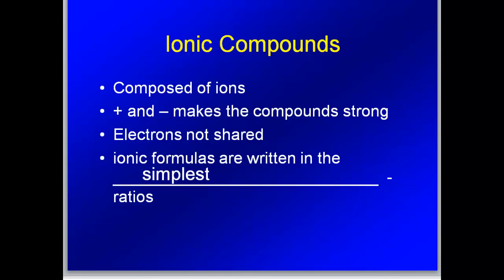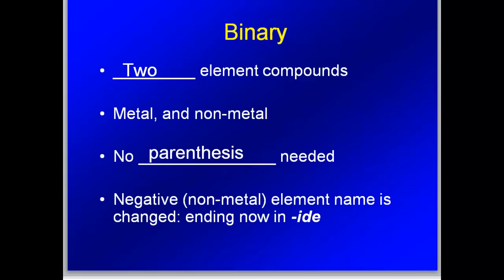Okay, so let's start with the easy ones. We're going to start with binary. And what does bi mean? 2. So 2 compounds, we're going to make it compounds that are consisting of 2 elements. So that's just a metal and a nonmetal, since it's ionic. Metal, nonmetal. When we write these, you don't have to put a parentheses around any one of them.